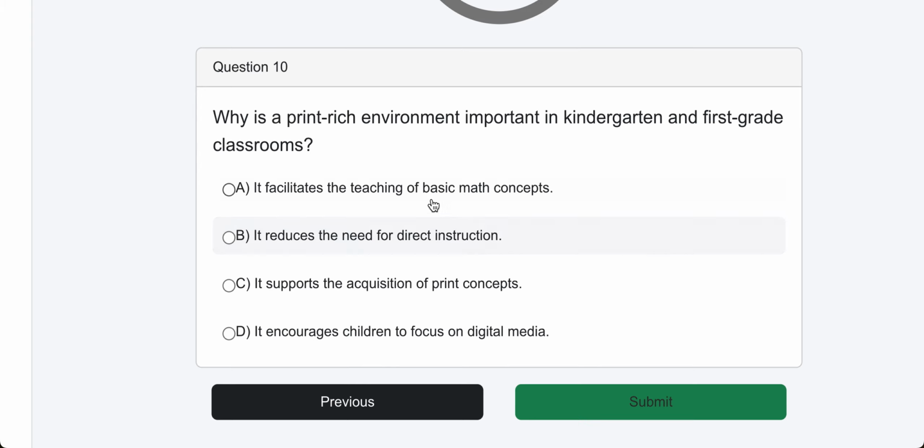Let's go. Last question, and this one reads, why is a print-rich environment important in kindergarten and first grade classrooms? Of course, this is important for all classrooms, but why specifically for these young learners? Take a moment here, read answer options A, B, C, and D, and then we'll talk about the correct solution together.